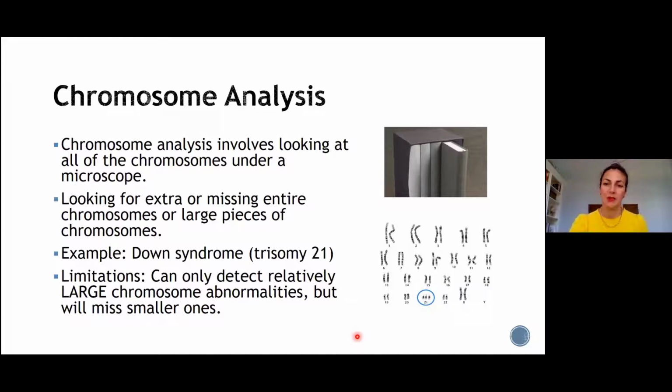One of the limitations with this, though, is that it can only detect relatively large chromosome abnormalities, but will miss smaller ones.